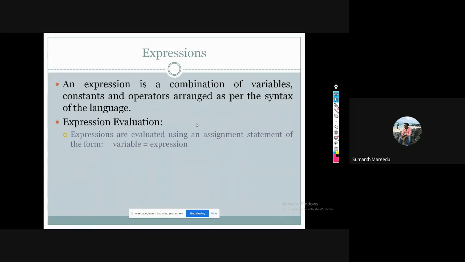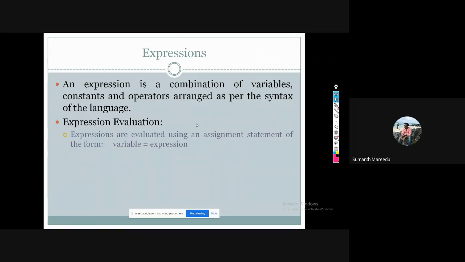An expression is a combination of variables, constants, and operators that are arranged as per the syntax of the language. So you can take variables, you can take constants, and you can consider operators, and all of them are combined and arranged as per the syntax of that language. So that is called an expression.